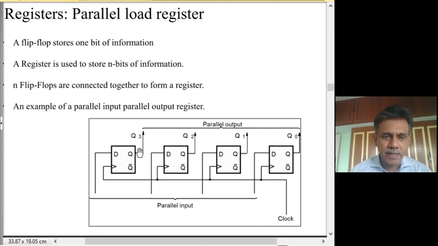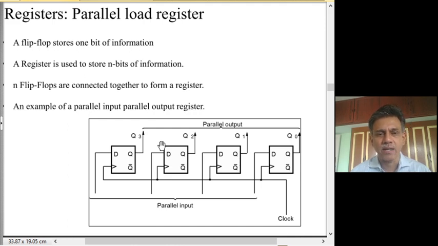And here is an example of parallel load register. It is called parallel load because all the flip-flops in a register can be loaded at the same time in a synchronous manner using a clock. So you can read out all the bits from the registers, or you can store all the bits in a register at the same time in a synchronous manner parallelly. That is why we call it as the parallel load register.